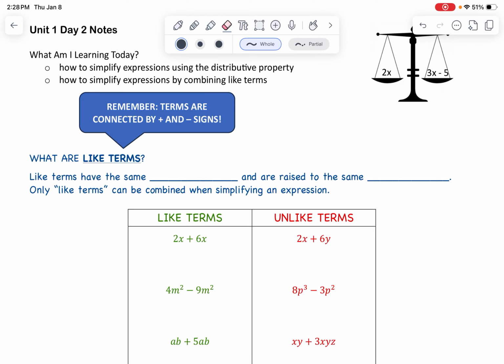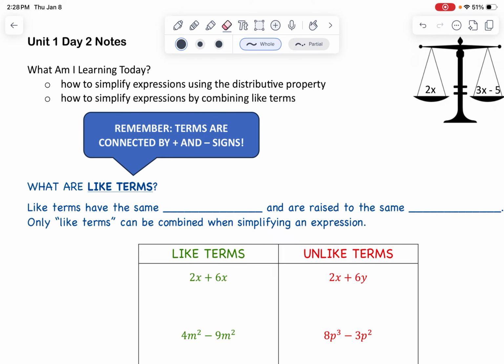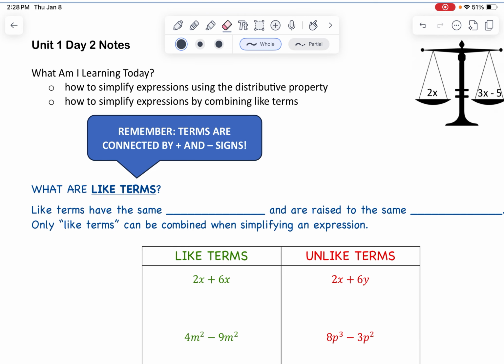All right, so I'm just going to run through our Unit 1, Day 2 notes. Just to refresh your memory, day 1, we learned what terms are, and I put a little reminder right here. Remember, an expression, because that's all we've done so far, is just a collection of terms, and terms are separated by plus and minus signs, right? Now we're going to talk about how to simplify expressions even more than yesterday.